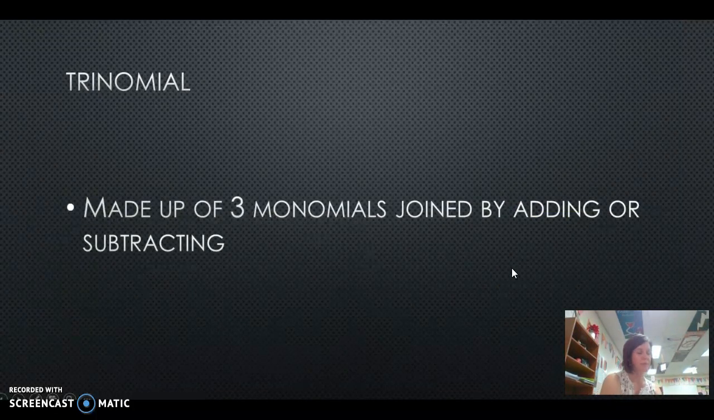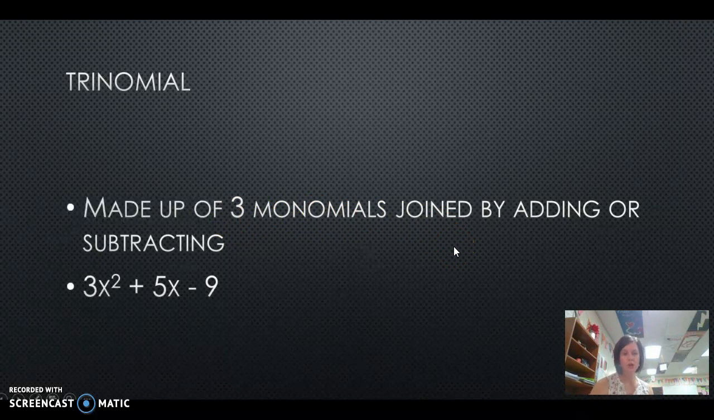Our third vocabulary word is a trinomial, and you're probably starting to get the idea. Tri means three. So a trinomial is made up of three monomials joined by adding or subtracting. So a trinomial has three terms. Each term is a monomial. We've got three of them, so it's a trinomial.